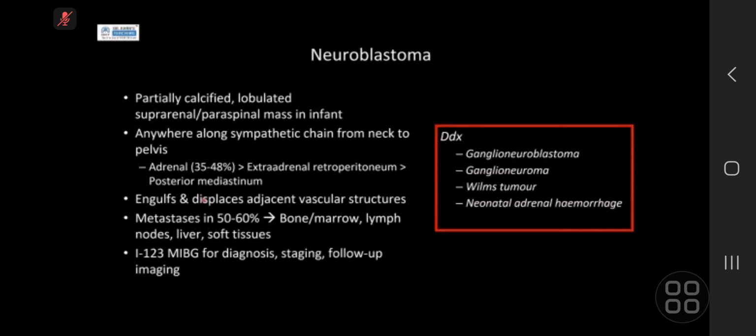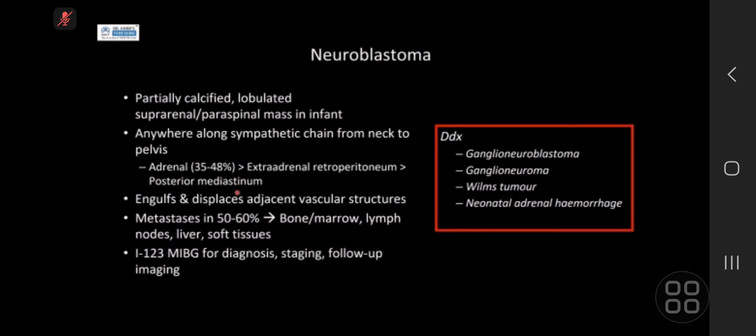So, the adrenals are the most commonly affected place, at 35 to 48%, more than the extra-adrenal retroperitoneum, followed by the posterior mediastinum, or sometimes you can have metastatic disease, so more than one site. Neuroblastoma, unlike Wilms tumor, often engulfs rather than displaces. You can get metastases quite commonly, including to the bone.